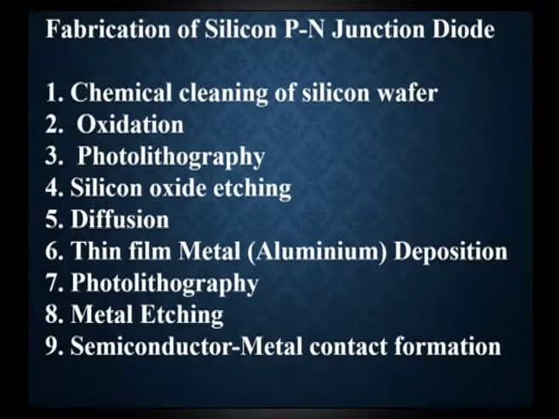Next, the sixth step is thin film metal deposition. The metal we consider here is aluminum. This is the step where we form the interconnections. The interconnections between the elements are usually made with metals, so the interconnections inside the circuit are made using aluminum.